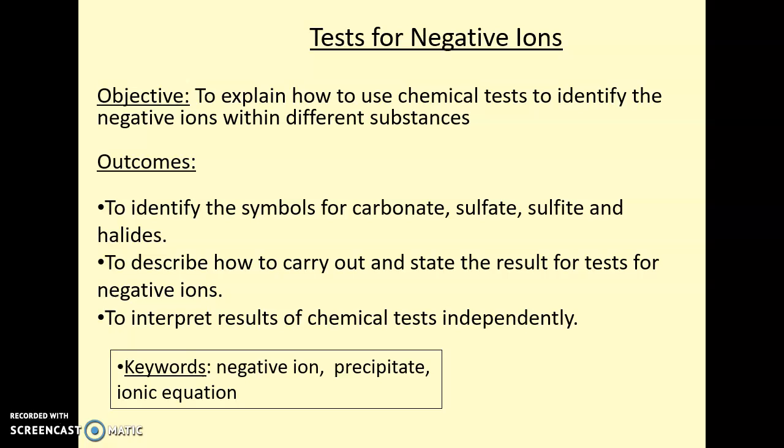The outcomes: students will identify the symbols for carbonate, sulfate, sulfite and halides; describe how to carry out and state the results for tests for negative ions; and interpret results of chemical tests based on the question that is given. Keywords here are negative ion, precipitate, ionic equation.